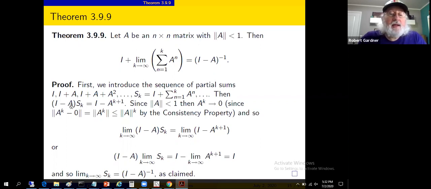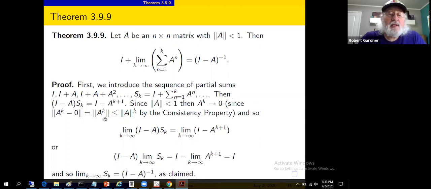So we get I minus matrix A times this kth partial sum can be expressed like this. We've hypothesized the norm of A is less than 1. So A to the k approaches 0, the 0 matrix. Powers of matrix A approach 0. If you like, take A to the k minus 0. That would be the norm of A to the k. Just drop the 0. What happens with this?